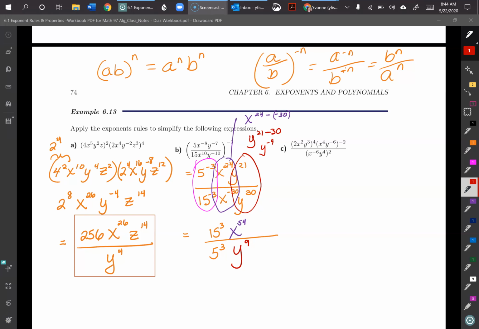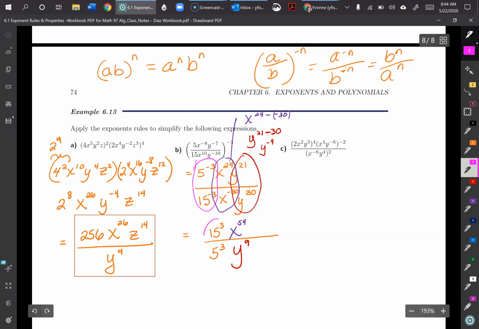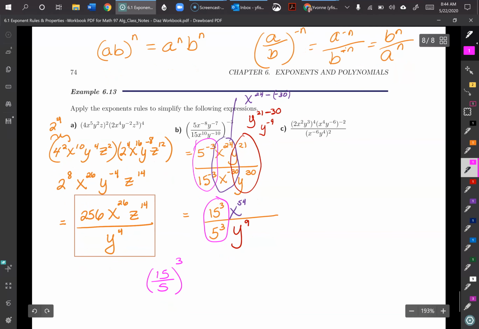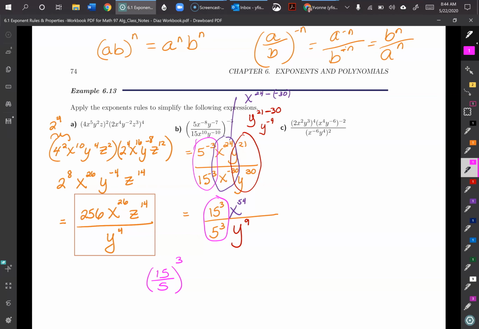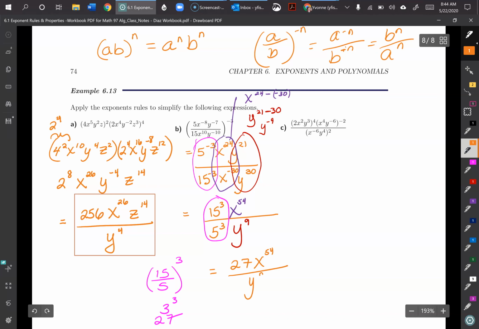Okay, so there's one more thing I can do for simplification here. I can take my numbers and write this as, I'll do it over here, 15 over 5 cubed. And then I can simplify that to be 3 cubed, because I can divide 15 by 5. And then I get 27. So I can write this as 27x to the 54th over y to the 9th.